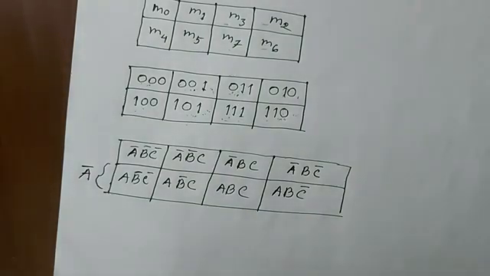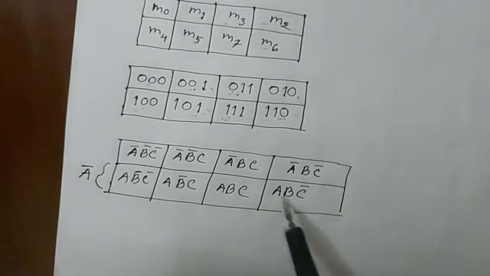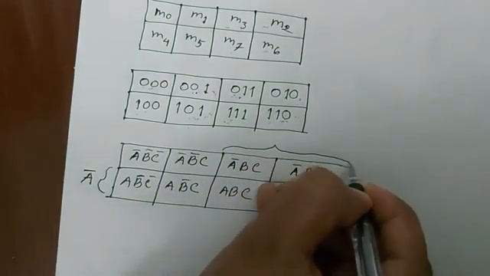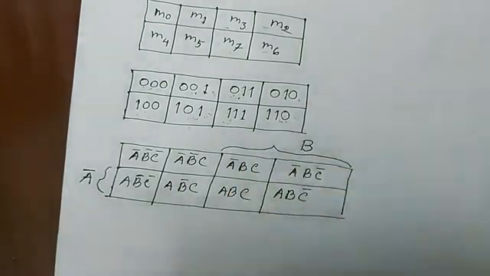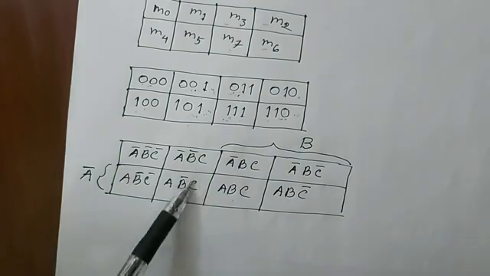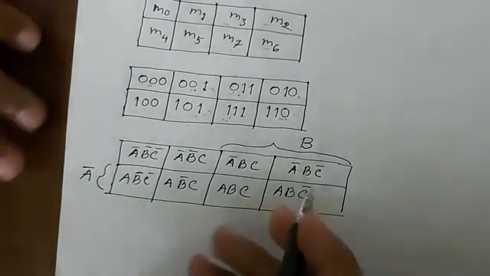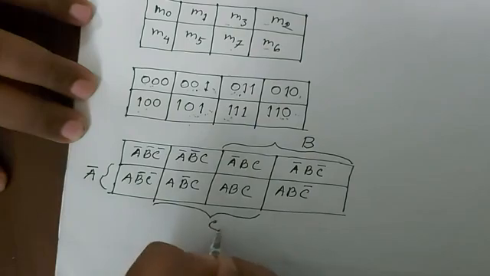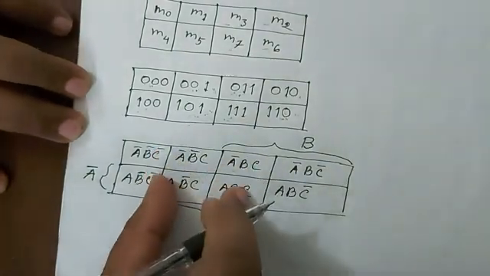So where are all the B? Figure it out. Where are all the B? So B are here, here, here, and here, right? So we can write down this portion as B. Now where are all the C? So this, right? And the middle two columns contain all the C. So we can say these two columns are for C.